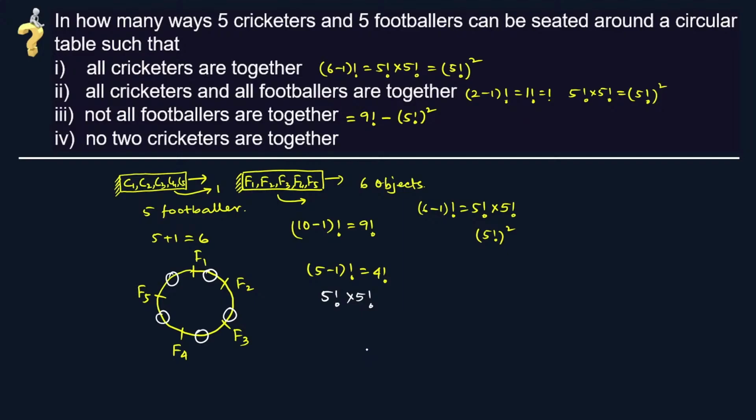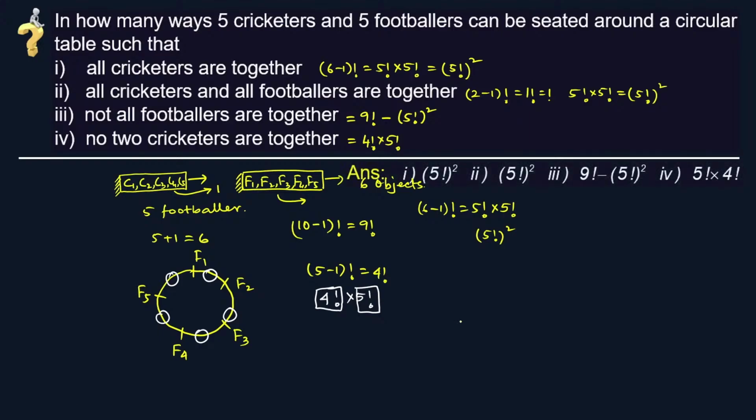Therefore, no two cricketers will be together. Why have I written 2 times factorial 5? This is actually factorial 4, right? Factorial 4 is the number of ways in which 5 footballers are placed on the circular table. And factorial 5 is the total number of ways when the cricketers are placed in between in the vacant seats. Therefore, no 2 cricketers will be together.